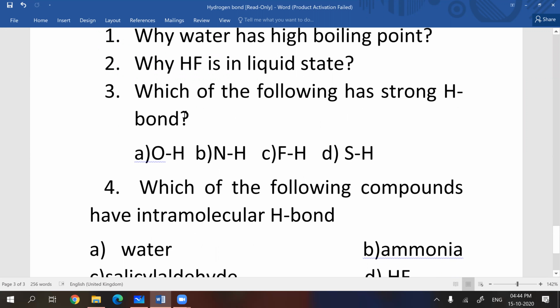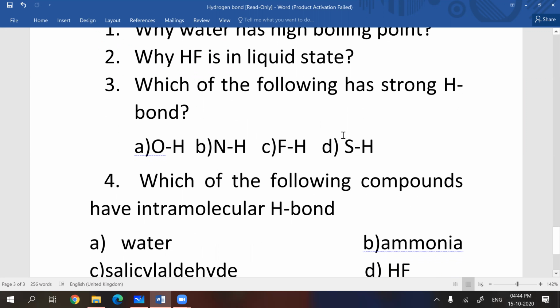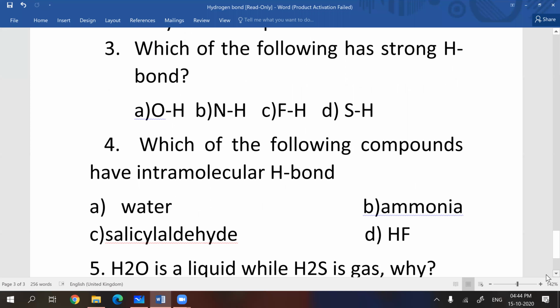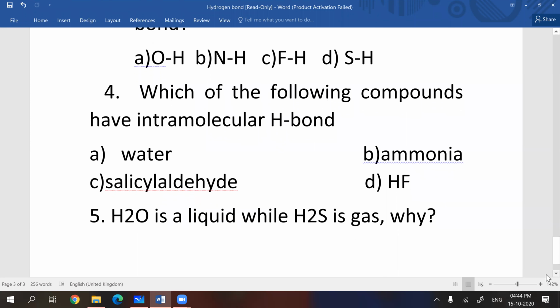Which of the following has the strongest hydrogen bond when hydrogen is attached to oxygen, nitrogen, fluorine, or sulfur? Out of all, fluorine gives the strongest. Fluorine and hydrogen will have a strong hydrogen bond. The reason is fluorine is the most electronegative of all elements. Its electronegativity is 3.98 on the Pauling scale.